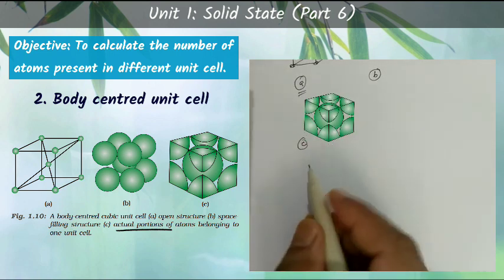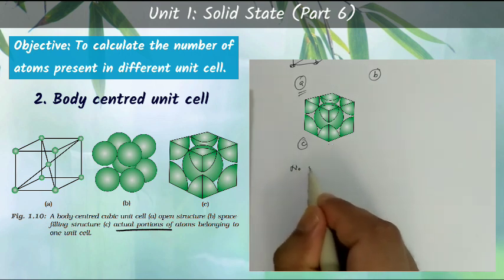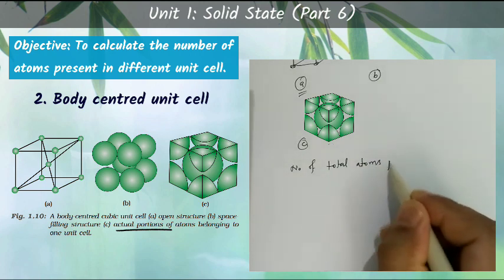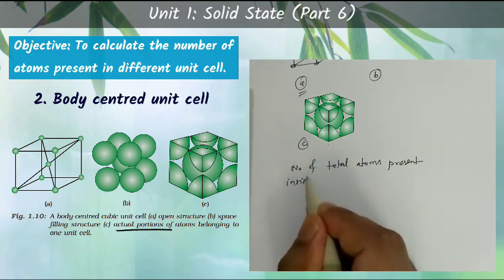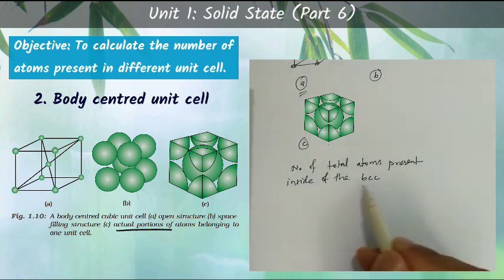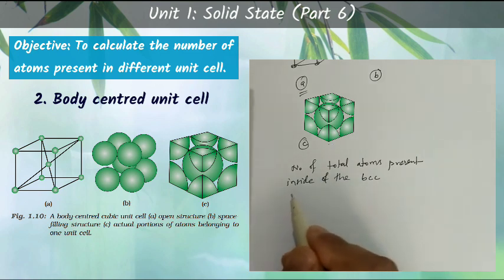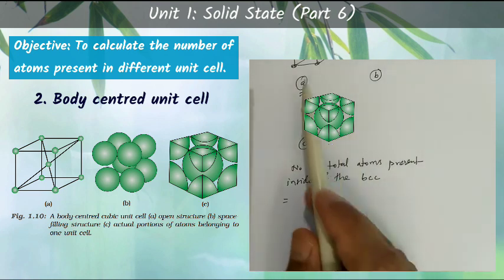For that one, our aim is to calculate the total atoms present inside of the body centered cubic lattice, known as BCC, body centered cubic lattice, or body centered cubic unit cell. Okay, so here also the total number of atoms present inside the body centered cubic unit cell will be first always again the same, na?